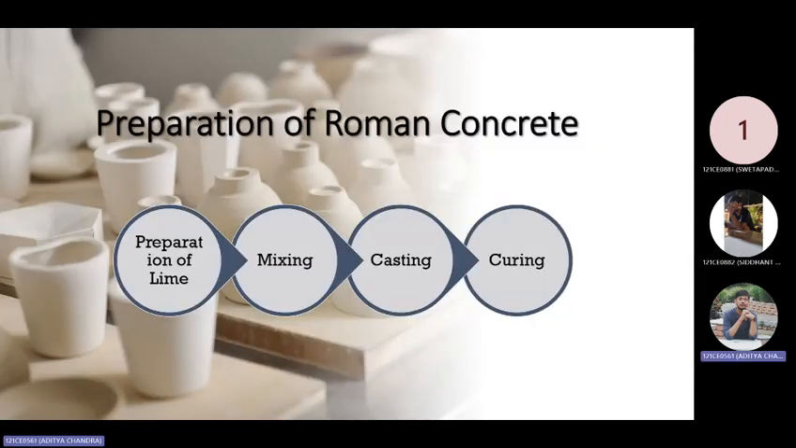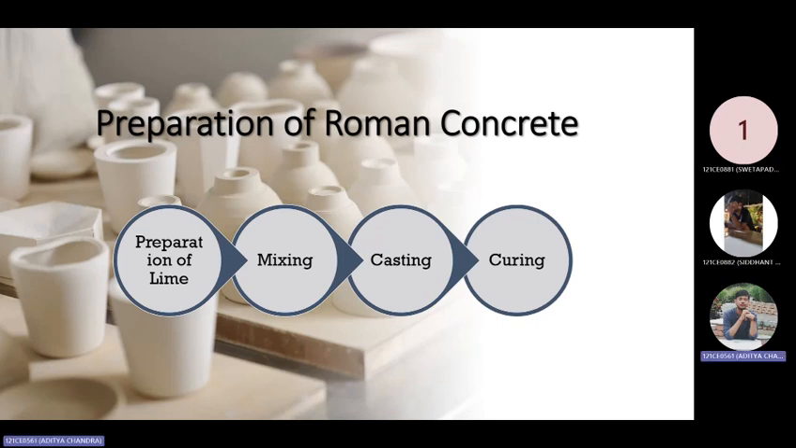Coming to the preparation of the Roman concrete. The first step is that the necessary ingredients are to be gathered, including volcanic ash, aggregates, and water. The second step involves mixing together the selected materials in the required proportions. The exact ratios vary depending on various factors, such as the required strength of the concrete and the availability of the materials.